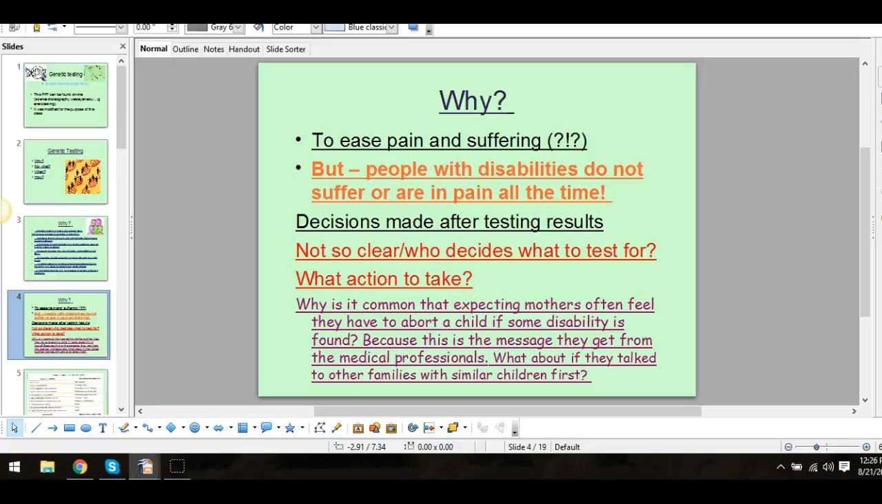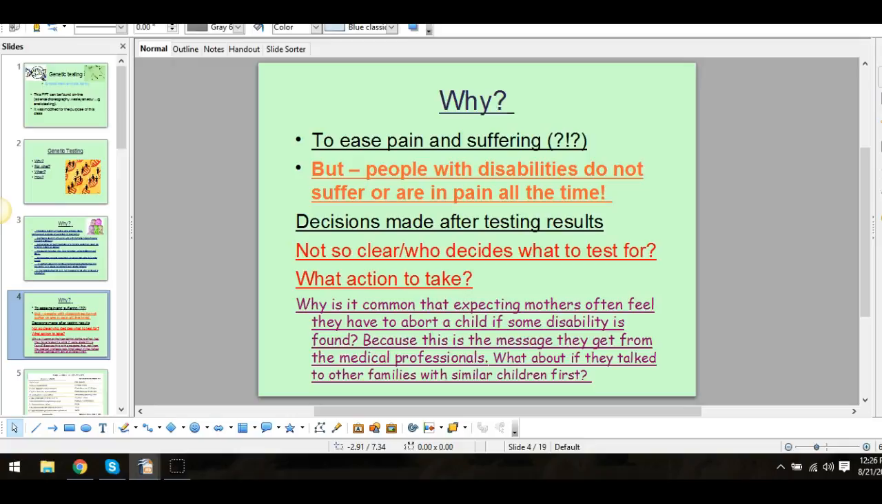After we do genetic testing, we usually make some decisions after we get the results. However, it is not clear who decides what to test for and what action to take. Often parents find out that a child will have some disability and they decide on abortion. Why is it common that expecting mothers feel that they have to abort a child if some disability is found? Because this is the message they get from the medical professionals.